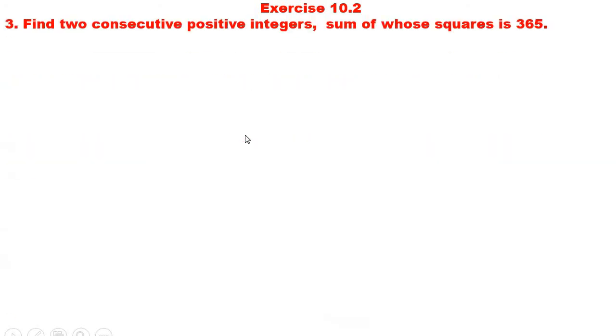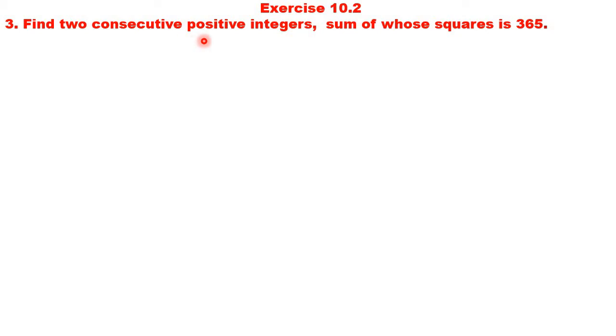Welcome students, we are discussing the quadratic equations chapter. In this chapter, we will discuss exercise 10.2. Let us read the question. Two consecutive positive integers, the sum of whose squares is 365.